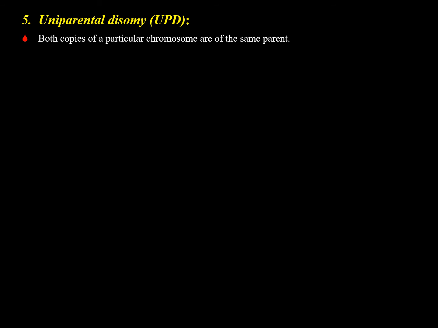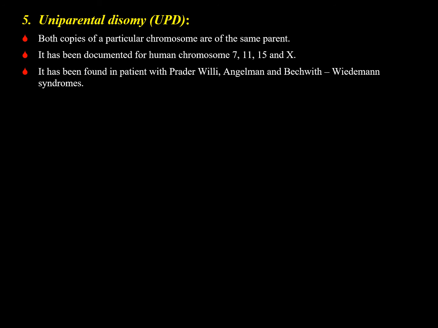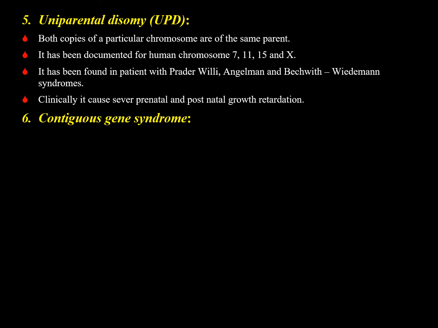The fifth type of chromosomal abnormality is uniparental disomy. Uniparental disomy is when both copies of a chromosome come from one parent. It has been documented for human chromosomes 7, 11, 15, and X. Also, it has been associated with or occurs in certain syndromes, for example, Prader-Willi, Angelman, and Beckwith-Wiedemann syndrome. Clinically, it causes severe prenatal and postnatal growth retardation.